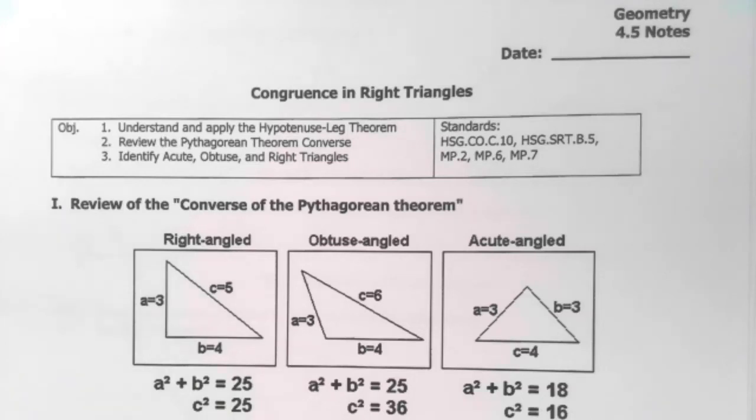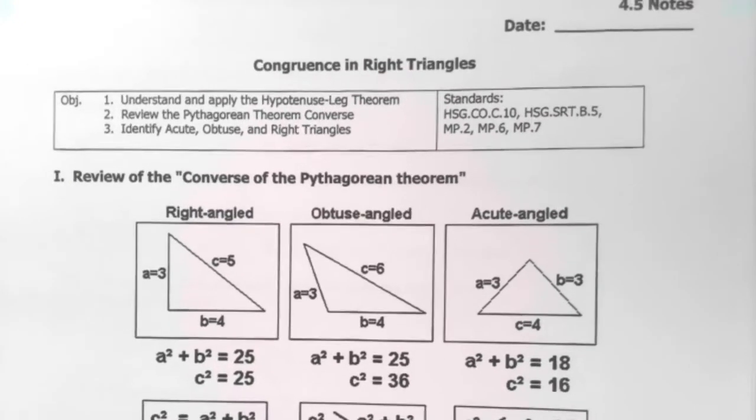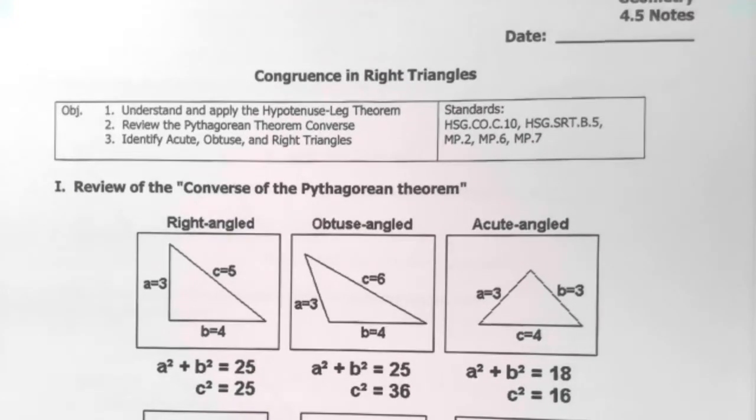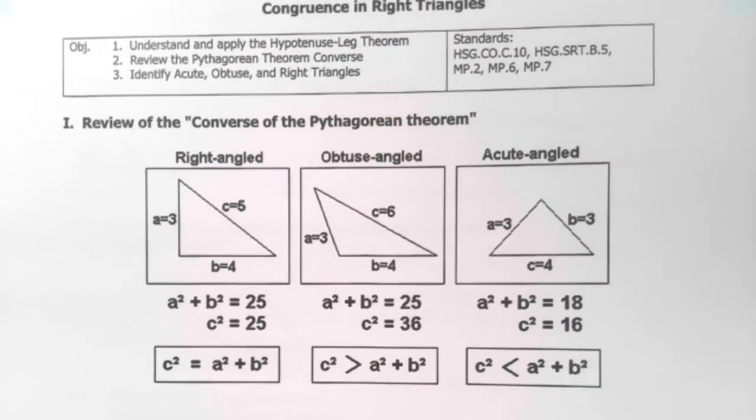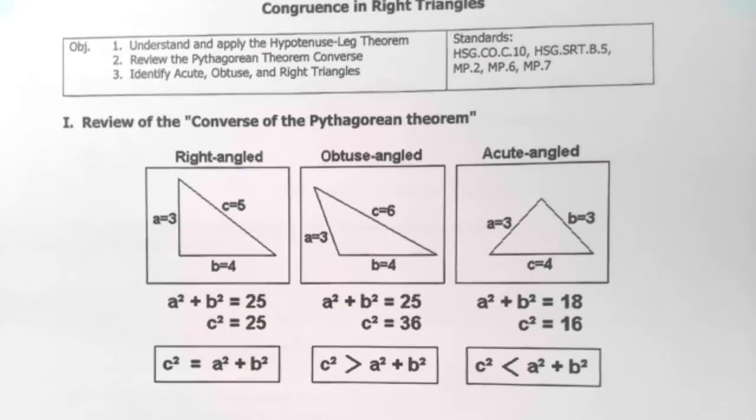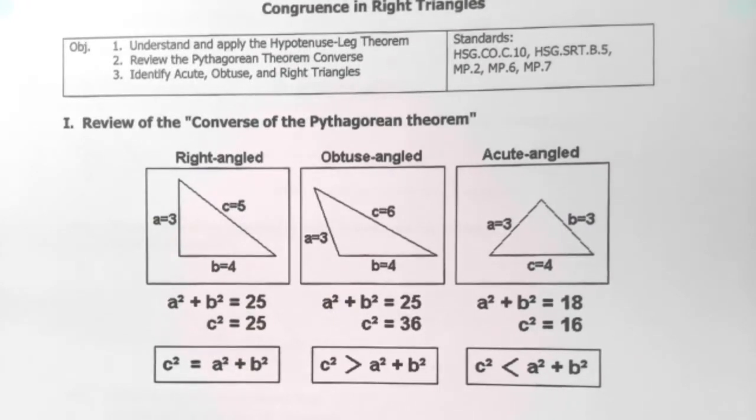Good afternoon. We are going to review the converse of the Pythagorean theorem, which is used to determine what type of triangle you're looking at. So this little chart gives you a kind of a nice review. I'm going to put the form of the equation that you're probably more used to up above. So your Pythagorean theorem converse, first one is right angled.